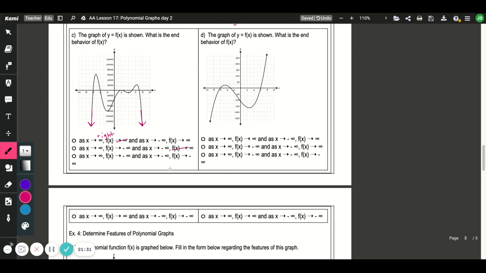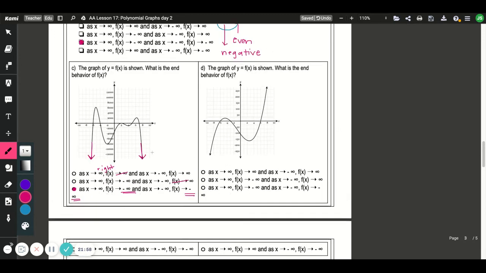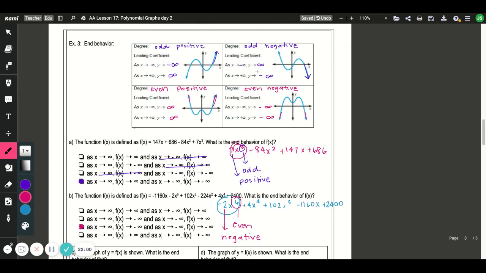As x goes to the negative, so the left-hand side, f of x goes positive, means it goes up. Nope, that doesn't work. They both point down. So both of your y's should go to negative infinity because both sides are pointing down. Yes, it's this one. Got to check that last one for a second. Or you can look back up. We don't care about any of the middle of the graph. Both of these ends point down. So look back up here at the one where both of the ends point down.